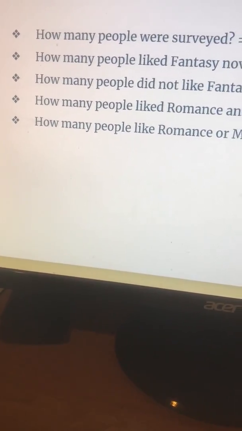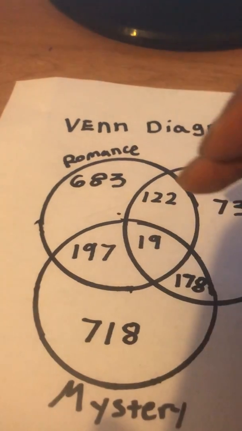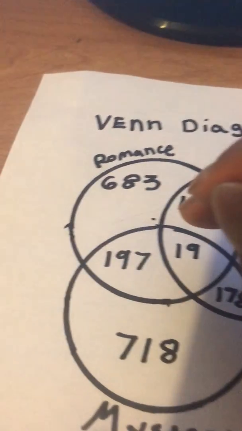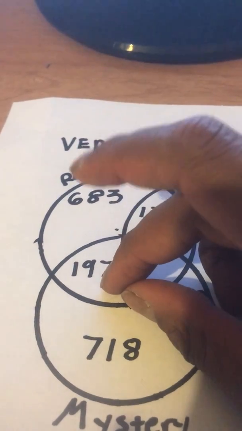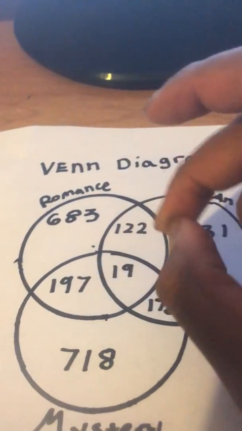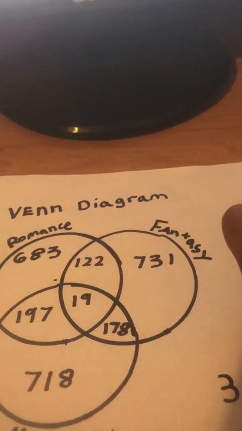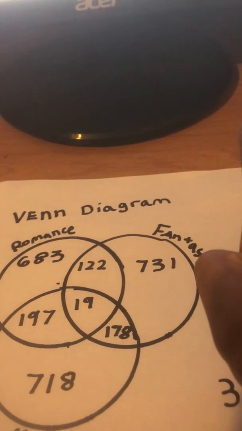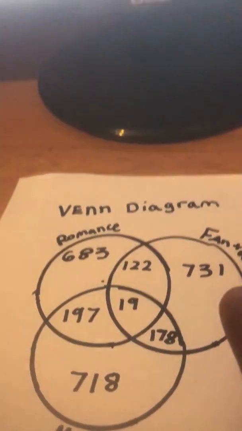And then for my fourth problem, people who like romance and mystery novels but not fantasy, I just got the category that read both novels, which was 197, because that's the set that did not read anything from the fantasy novels. The people who didn't read any fantasy novels were people that only read romance and mystery novels.